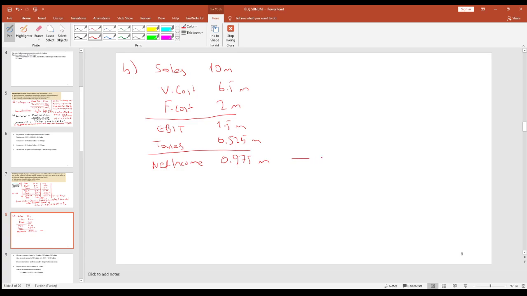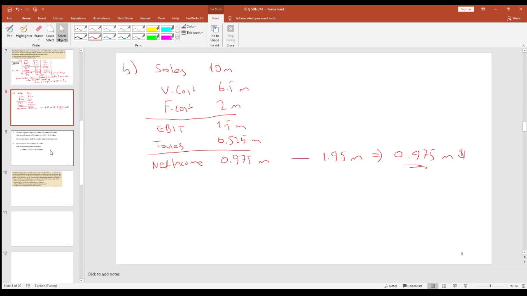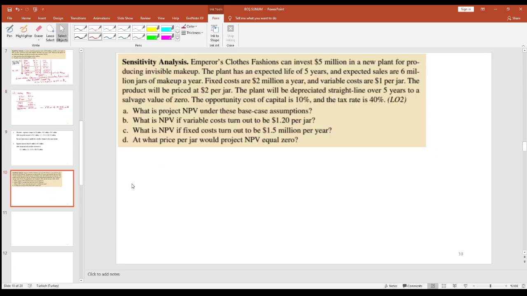So if you remember, you need to compare this with the base case net income. It was 1.95 million, and its differential is 0.975 million dollars. That is the answer. Alright, let me move on. Another problem. This is a shortcut solution.